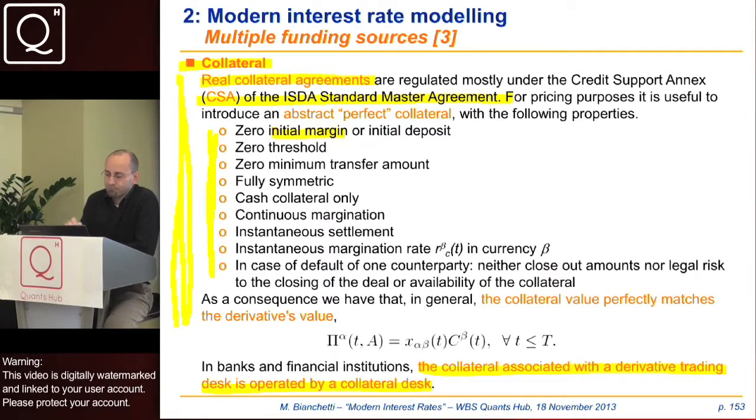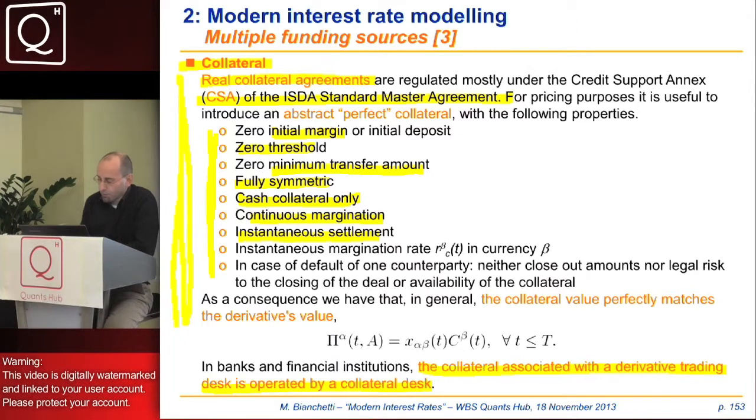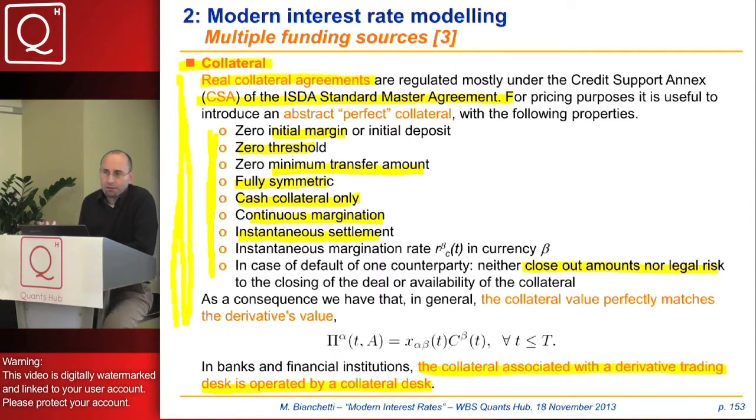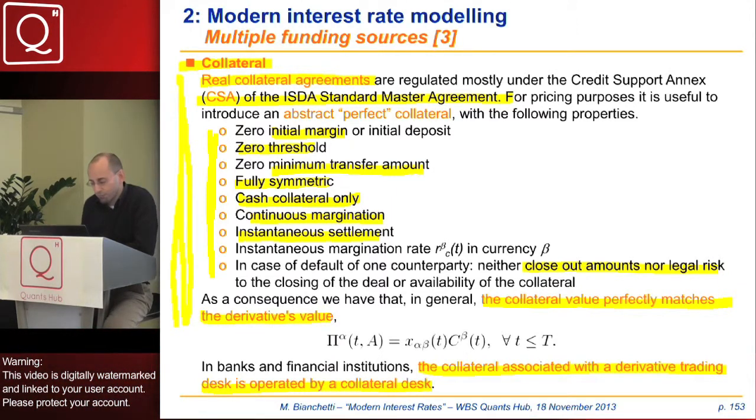No initial margin, no threshold, no minimum transfer amount, fully symmetric, only cash collateral with continuous margination, instantaneous settlement, no close-out amount or legal risk in case of default, such that essentially the credit risk is reduced to 0, and the value of the collateral at each time matches the derivative's value.